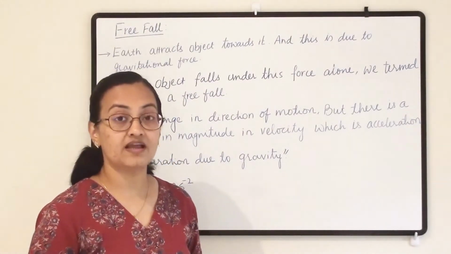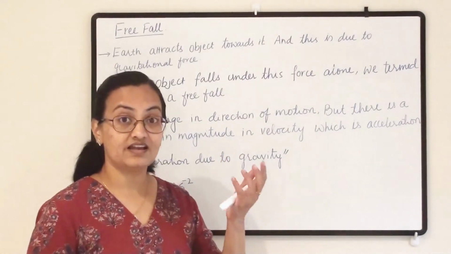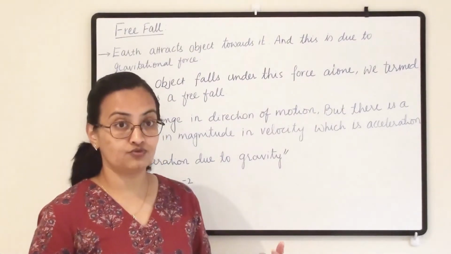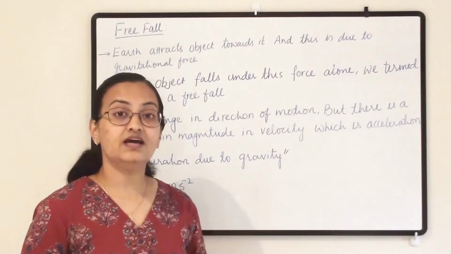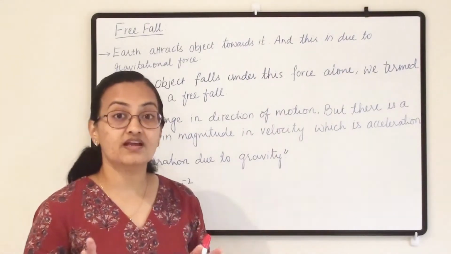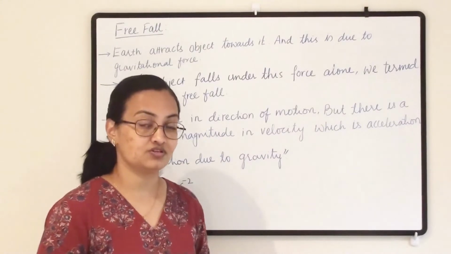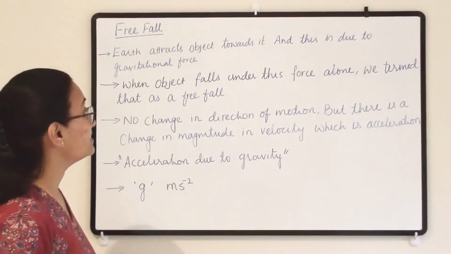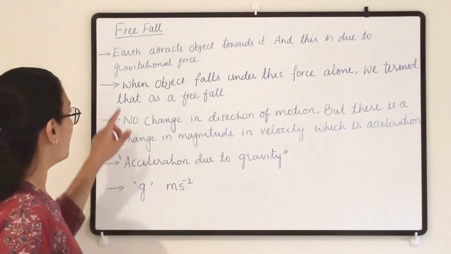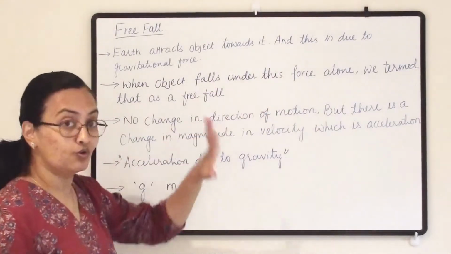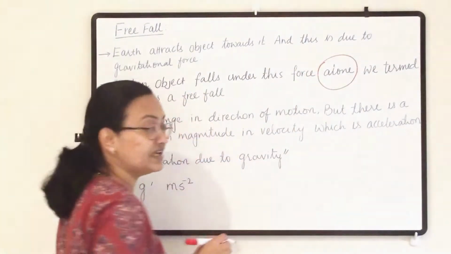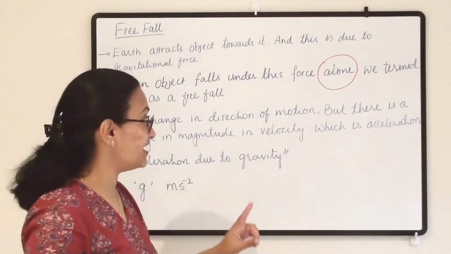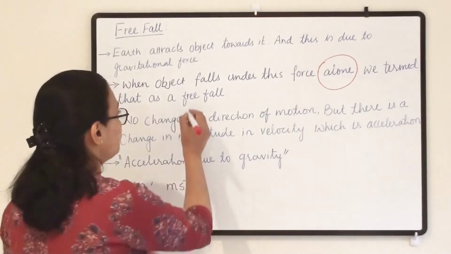If it is falling on its own and it is getting acceleration and motion because of the earth's gravitational force and it is hitting the ground, then it is a free fall because there is no external force applicable on it in that situation. Now let us understand the theory. Earth attracts objects towards it and this is due to the gravitational force. When an object falls under this force alone, when only and only gravitational pull or gravitational force is applicable on the object, then we term this fall a free fall.